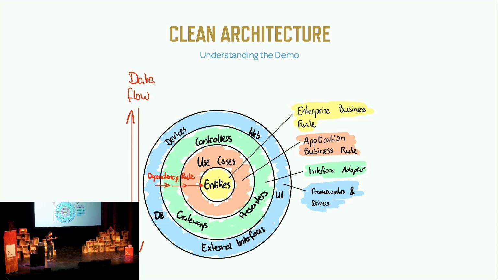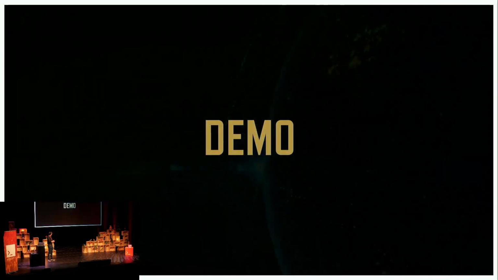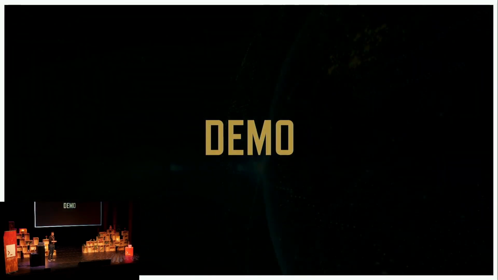Why do we have that separation in such an onion model? The advantage of the onion model is that the dependencies are not intertwined, but have a straight path to follow. That brings us to the demo. We're going to show you how an API works and what it does.